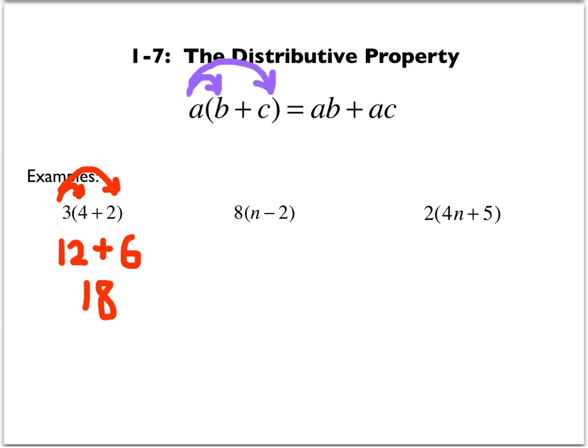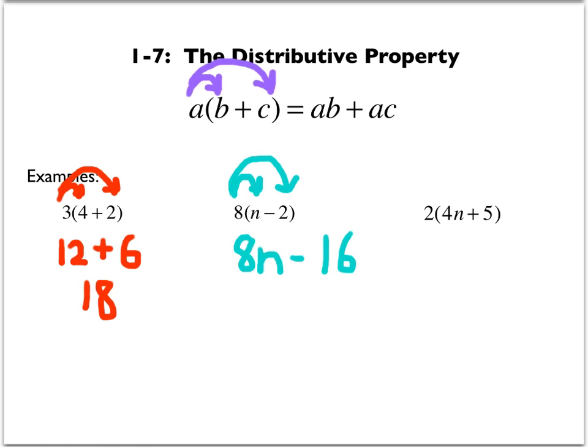All right, let's try another one here. This one gets a little bit more like the ones we like because there's a variable here. So again, I'm going to distribute 8 to n and to 2. So 8 times n, we just have to write that as 8n. That's the best we can do there. 8 times 2, though, is 16. Put a little minus sign in between, and we can't put these together. We'll be talking much more about that a little bit later on in this chapter, about something called like terms.